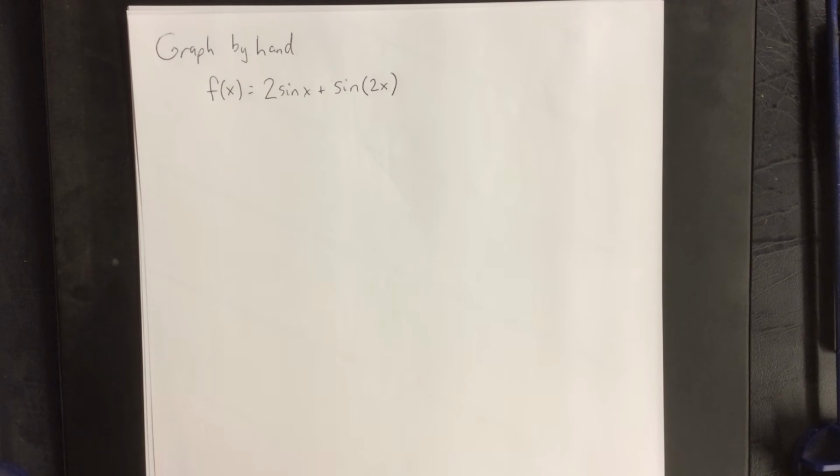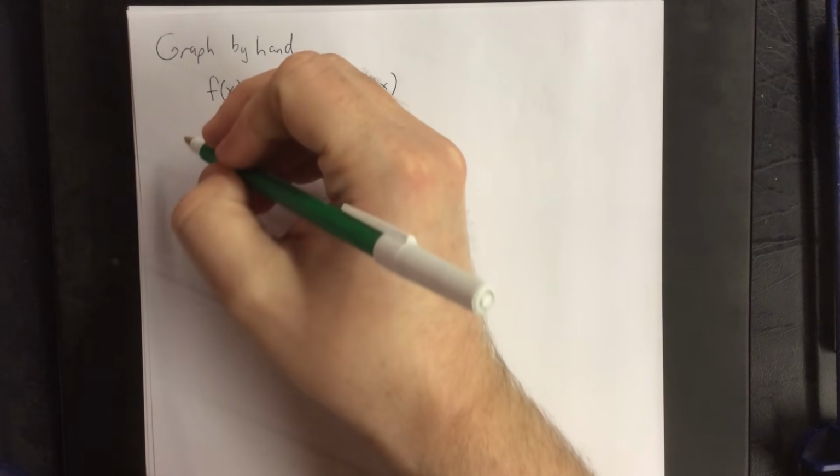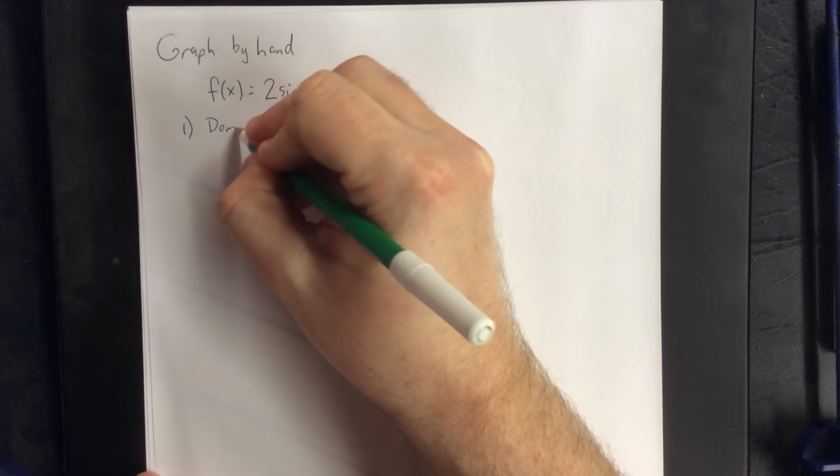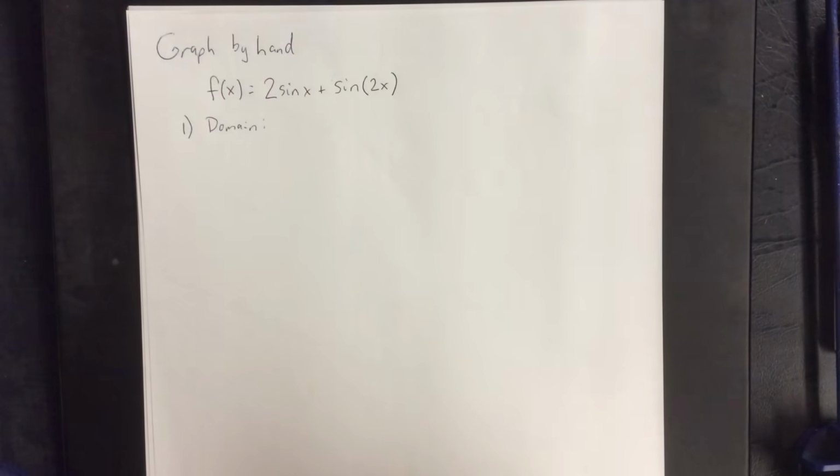Alright, in this video we're going to be trying to graph by hand the following function by using a little bit of calculus. This is f of x is equal to 2 times the sine of x plus the sine of 2x. We're going to see if we can go in the same order as what we did in our previous videos. So we're going to start off with the domain of this function.